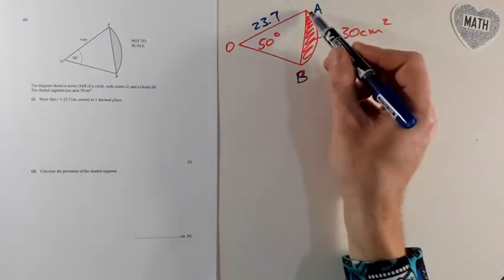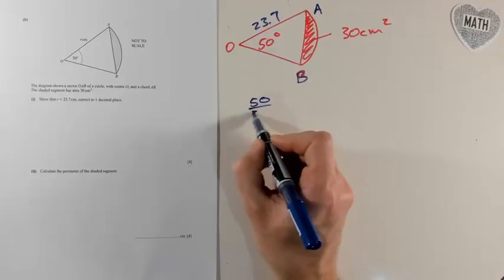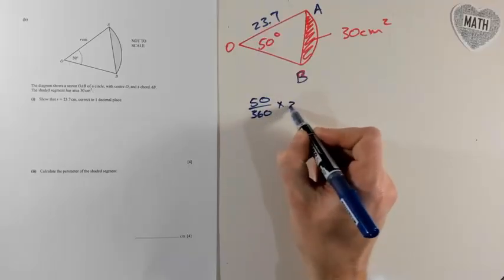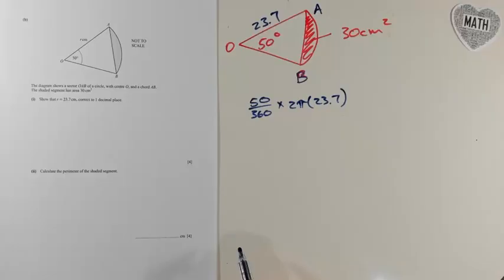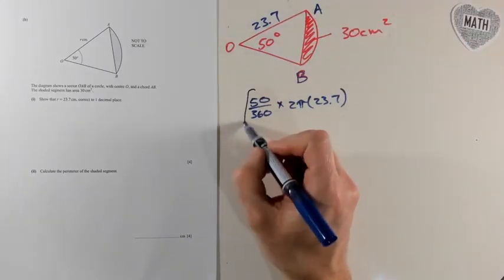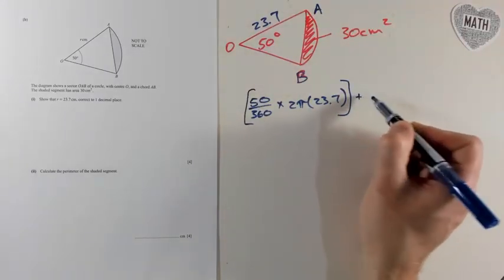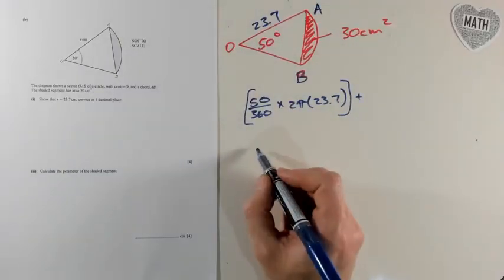Okay. So the arc length is pretty straightforward. That's just going to be 50 over 360 times 2 pi radius, 23.7. So that's kind of easy enough. And then for the next part, that's the length of AB. So this will be added to AB. Now to get AB, let's just do AB here.